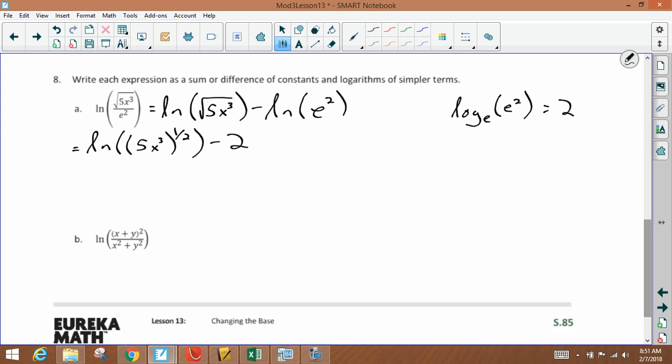Alright? We're going to bring this 1/2 out to the front. And now be careful. A lot of people might try to pull this 3 out right now. Don't do it. Because first we need to separate the 5 and the x squared. This has 5 times x cubed. So first we have to separate that and write it as a sum of 2 logs. So let's do that.